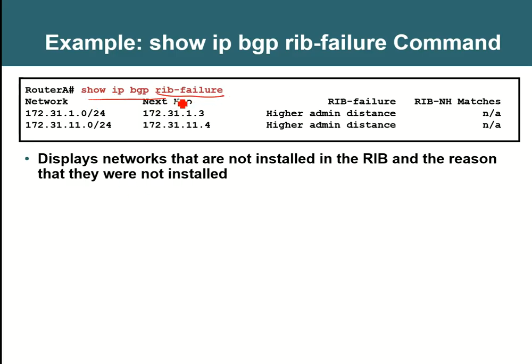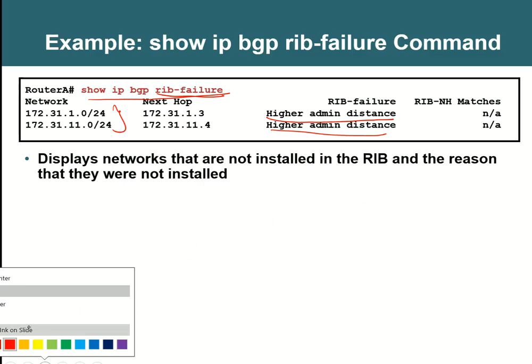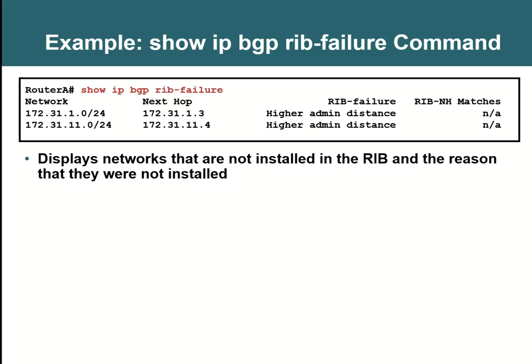When you type this command show IP BGP rib-failure, it says that these 2 networks cannot be used. These 2 networks given by BGP cannot be used because BGP's administrative distance is higher. What does that mean? It means that the router is following some other protocol's given route. Is this clear, RIB failure?